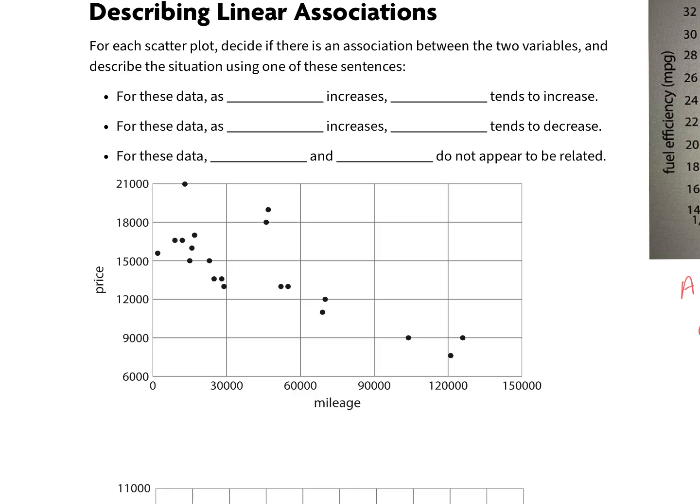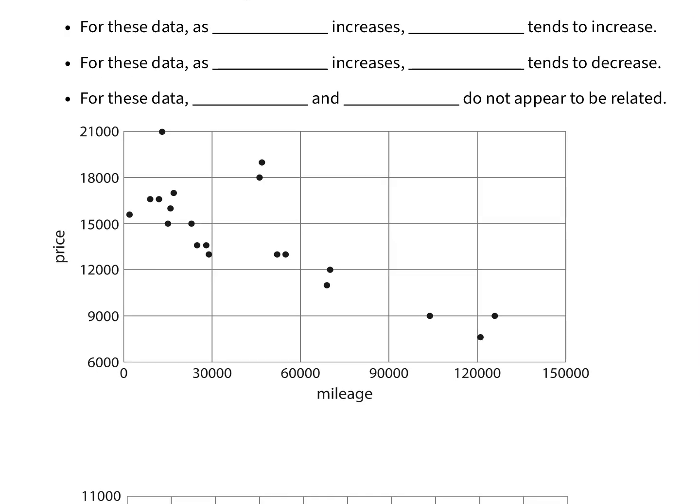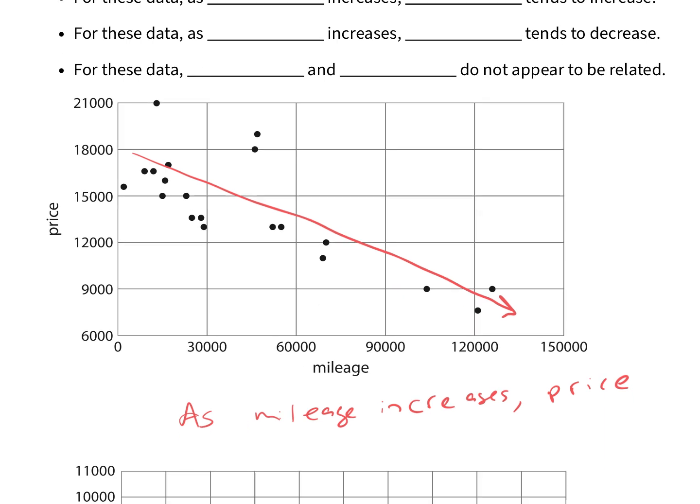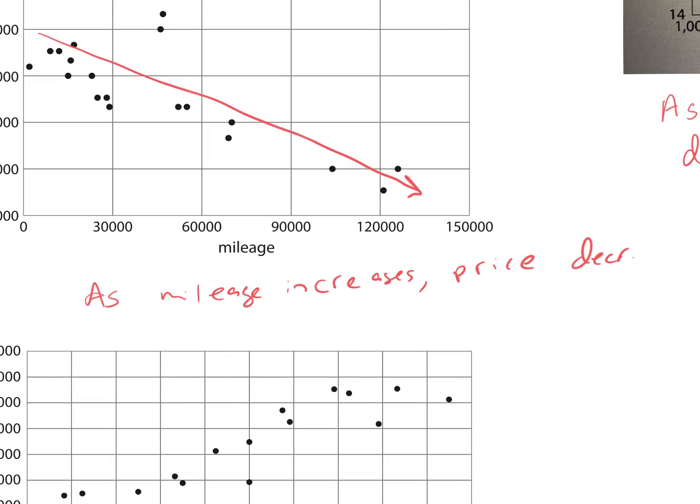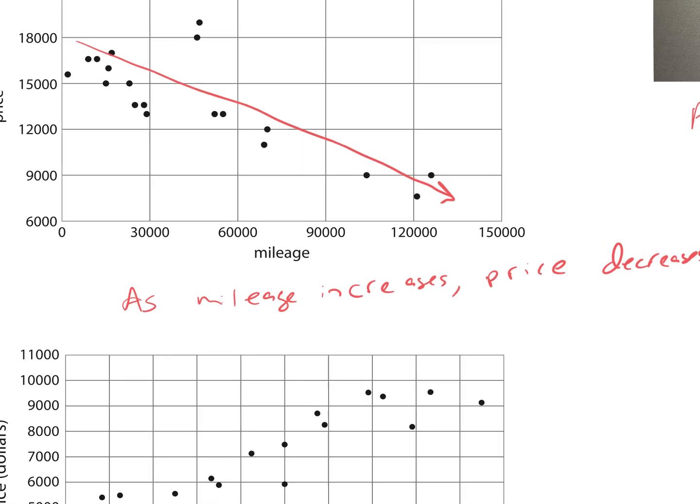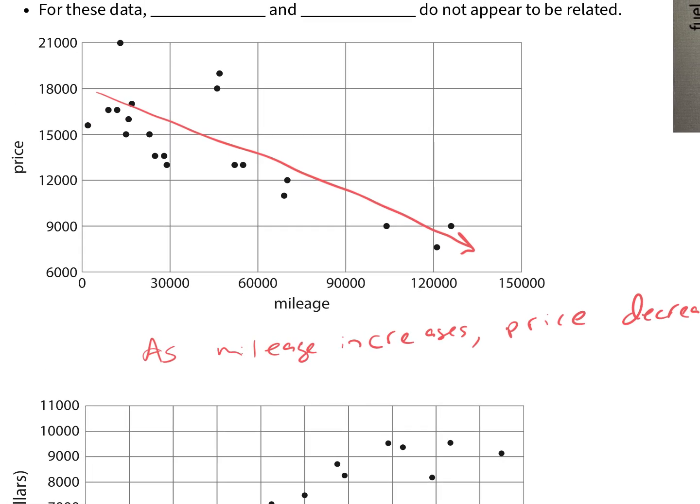All right, let's take a look at the first data. So this one is comparing mileage to the price of the car. So for this one, we would say it looks like there's a downward trend. So as mileage increases, price decreases. And that makes sense, right? Because we're talking about the mileage on a car. The more miles on a car, the less price it's going to be, because that means the more used it is.